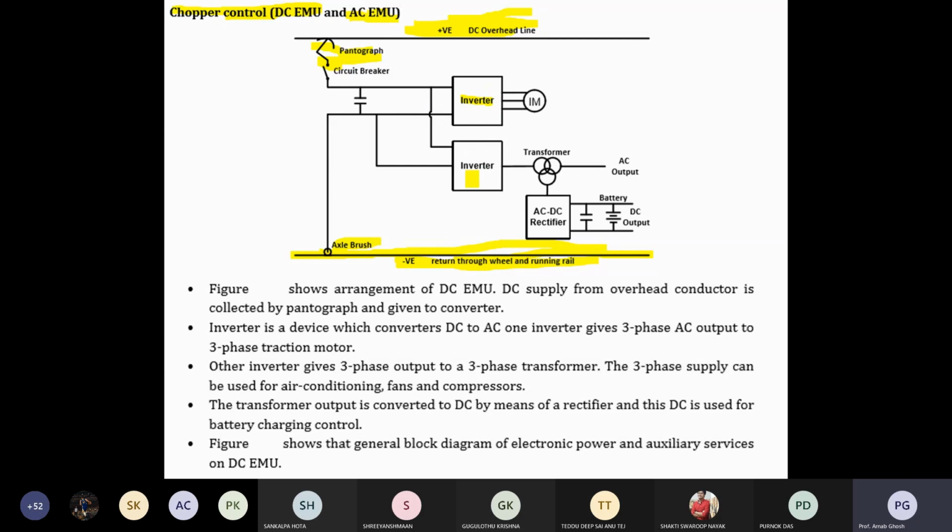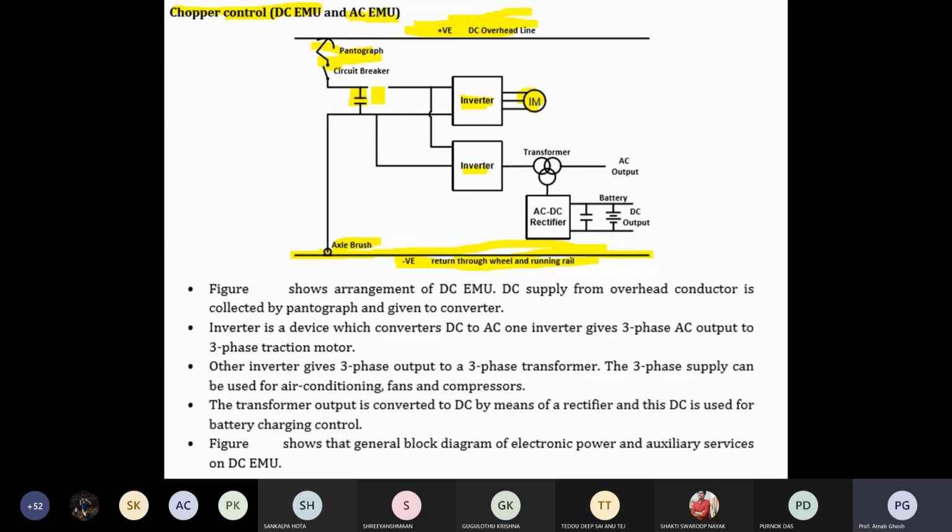Two inverters are there, one inverter for your induction motor, for the AC EMU. Okay, so the circuit breaker is there, then the AC current is coming, not directly to the inverter. Basically the input of the inverter is your DC, so again you have to convert it. Conversion means AC to DC conversion.